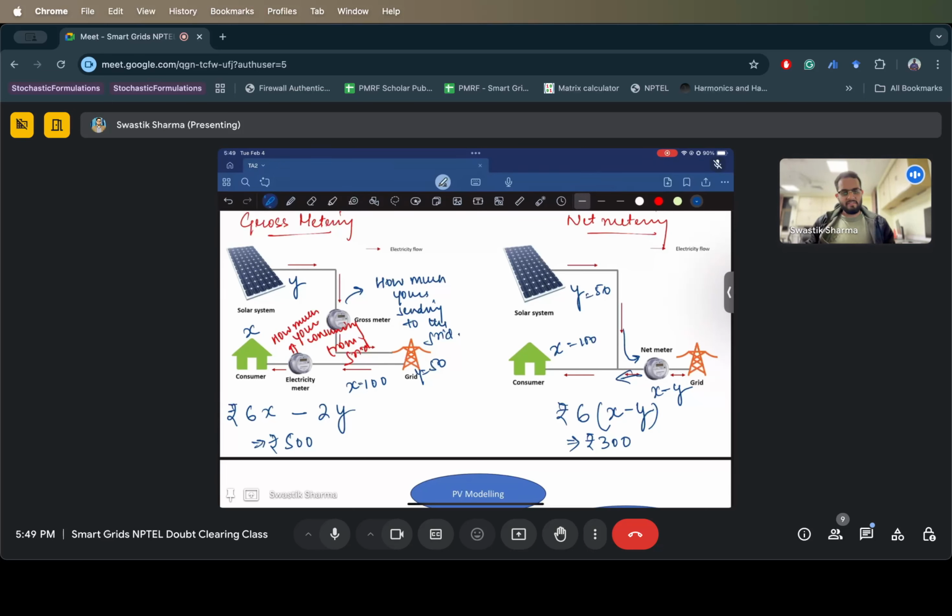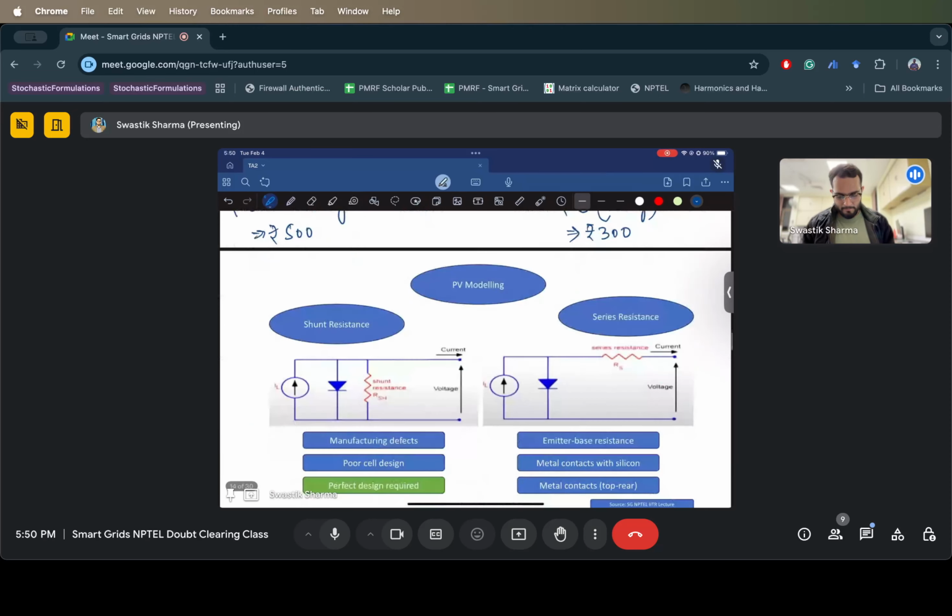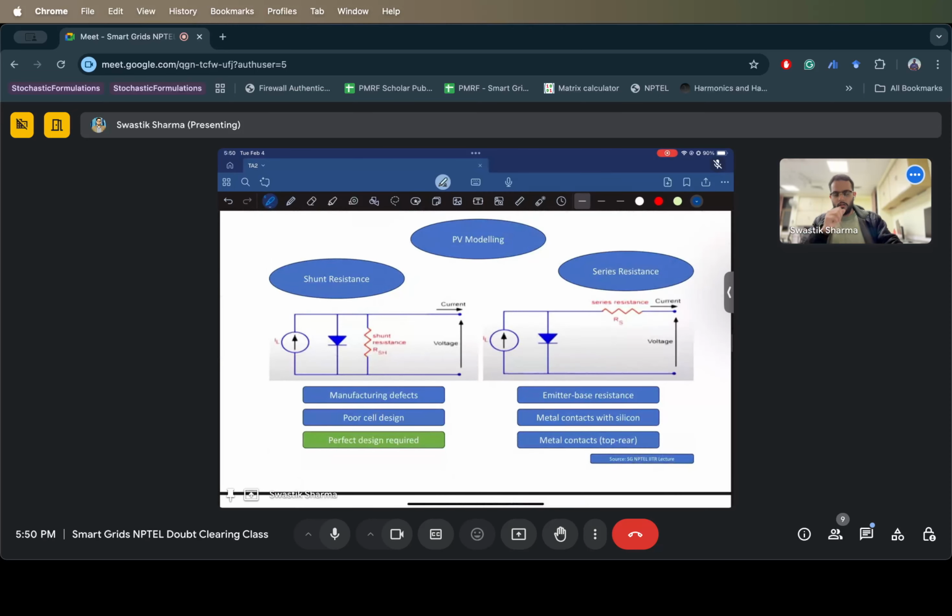Earlier, they were giving net metering. Now they have switched to gross metering because they wanted to increase the number of people that could get solar PV panels for their rooftop. Now they have shifted to gross metering because, why cross subsidize the households which are not producing, which don't have PV modules, right? So these are the two kinds of metering arrangements that you can see if you have a solar PV array, right?